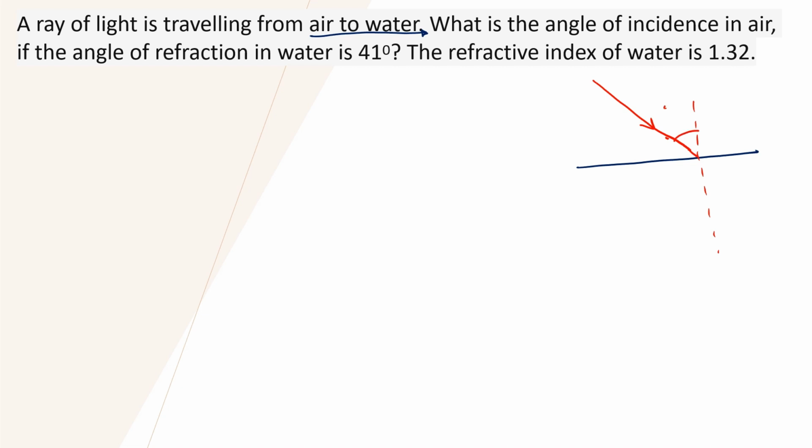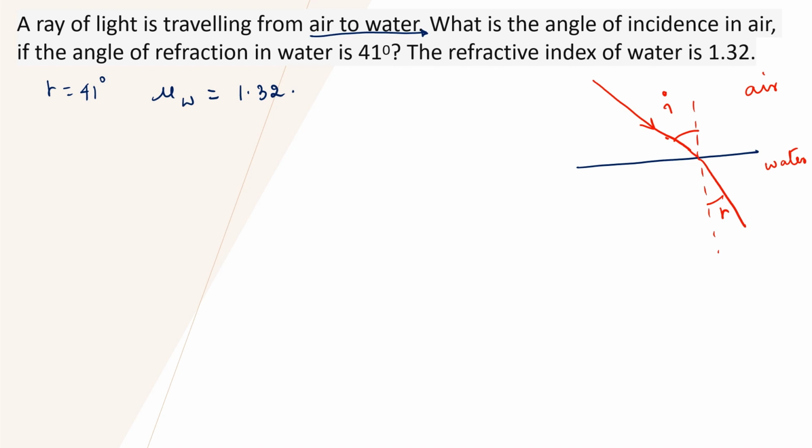So incident ray and normal. This is the angle of incidence. Now the light will bend. This is air. This is water. Light is going to bend. This angle is r. So r is how much? 41. The question says the angle of refraction is 41 degrees. Refractive index of water with respect to air is 1.32.